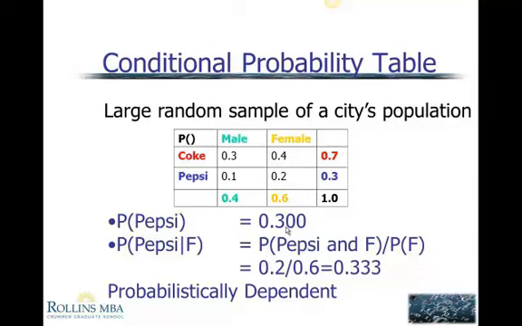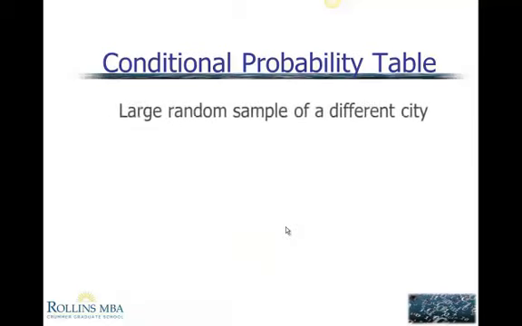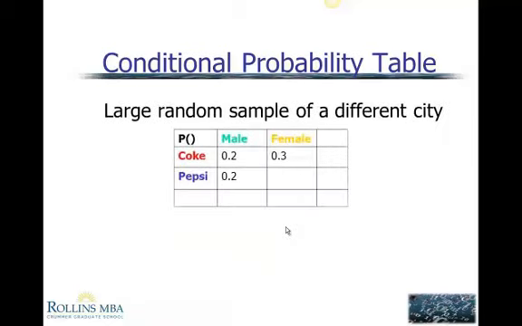So there seems to be some probabilistic dependence between the two variables, cola preference and gender. And I'll contrast that with a different city. Similar type of survey that's done, and we're capturing probability information, and if these are going to sum to 1, then our remaining value has to be 0.3. And we can add our marginal probabilities and our total probability of 1.